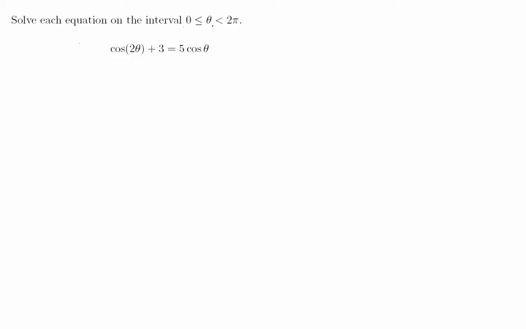Solve the equation on the interval 0 to 2 pi. So we got cosine 2 theta plus 3 equals 5 cosine theta. Here is a double angle, so we need to reduce this into just regular theta. And look at the formula list. And we see that cosine 2 theta has three forms: cosine squared minus sine squared, 2 cosine squared minus 1, and 1 minus 2 sine squared theta.